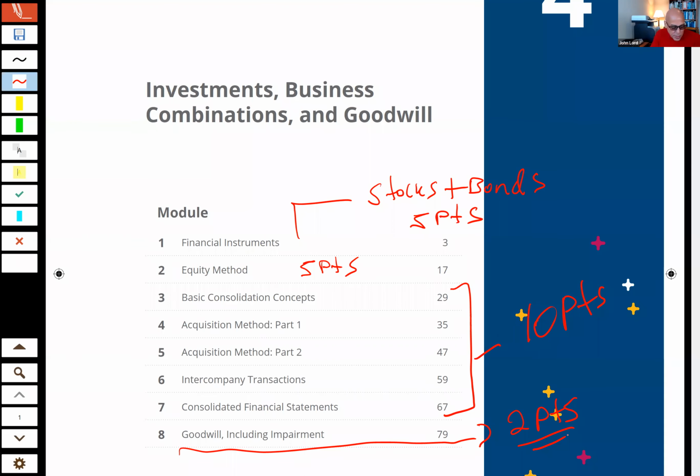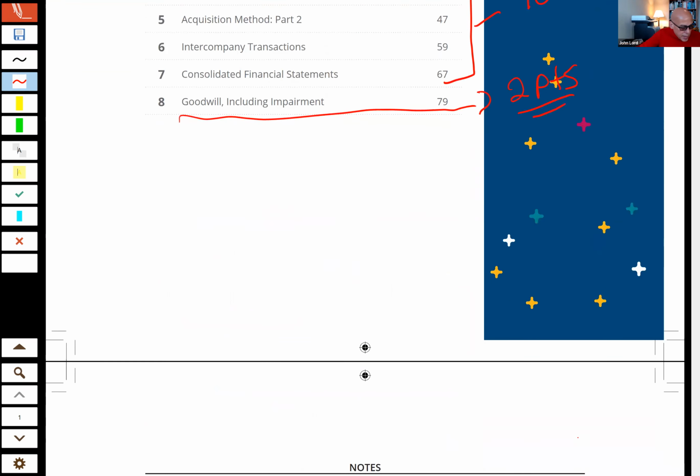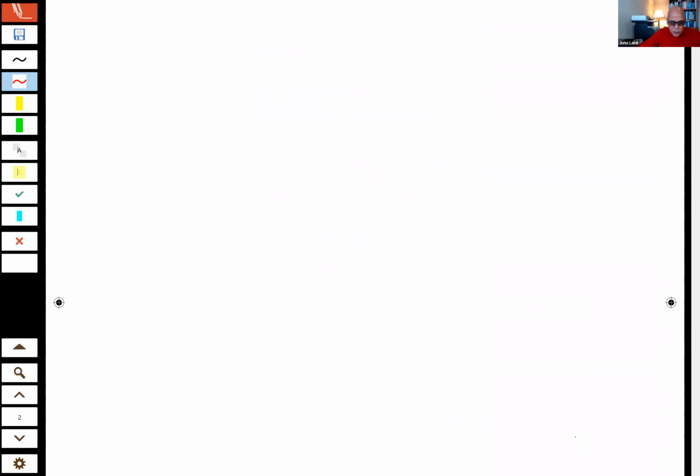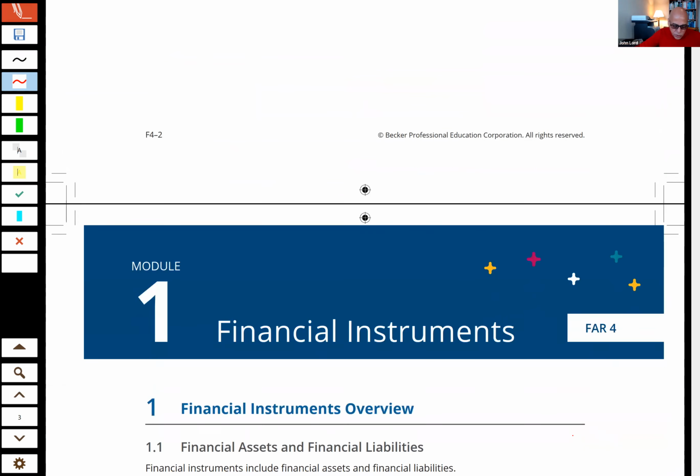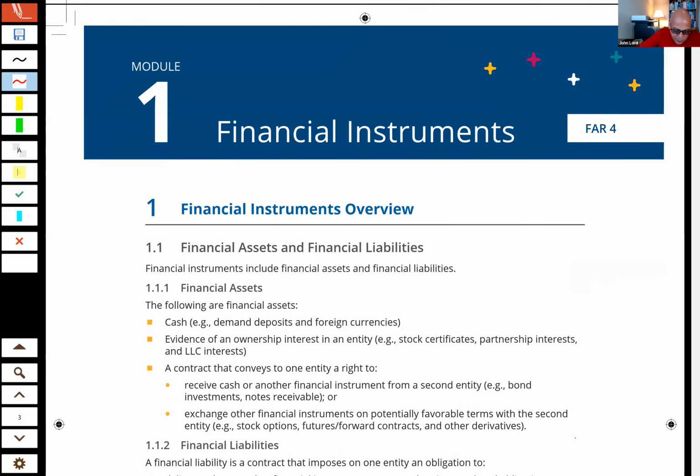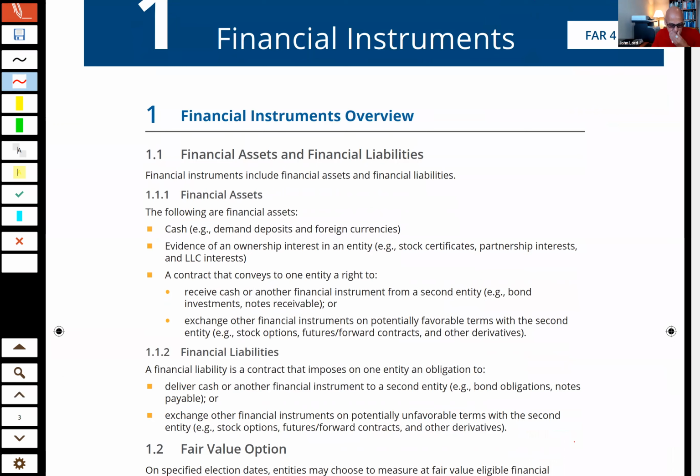So that gives you a sense of the point value here for these topics, but let's go ahead and start to talk about the nature of what we're considering financial instruments. And look, guys, they start to get into things that are considered financial instruments like cash and whatnot. I just want to keep this relatively simple. We're talking about stocks. We're talking.